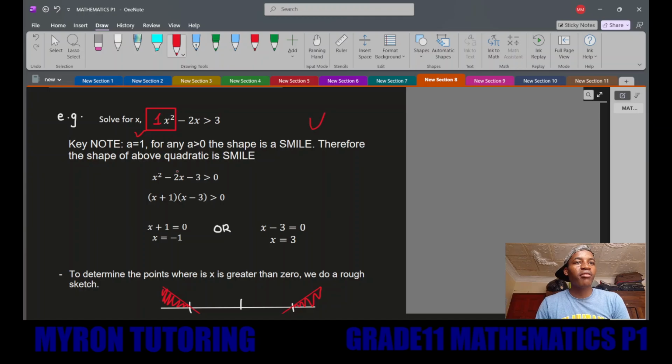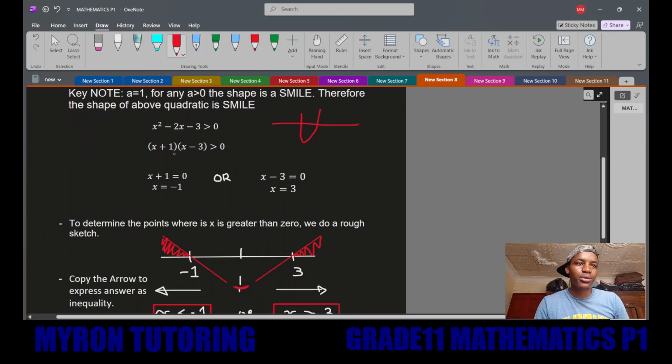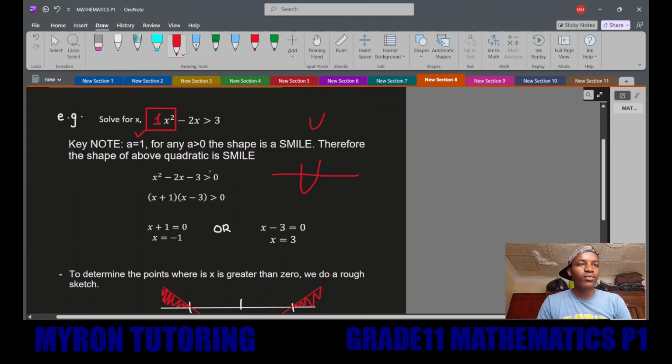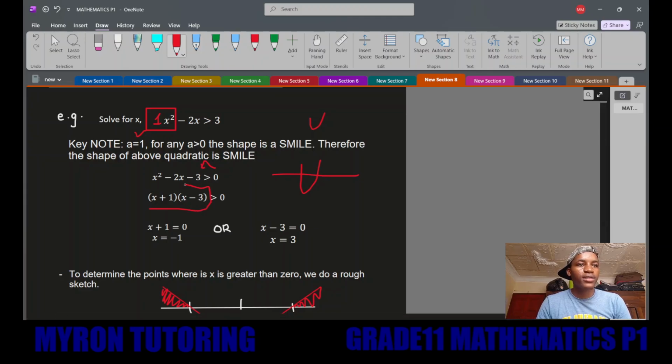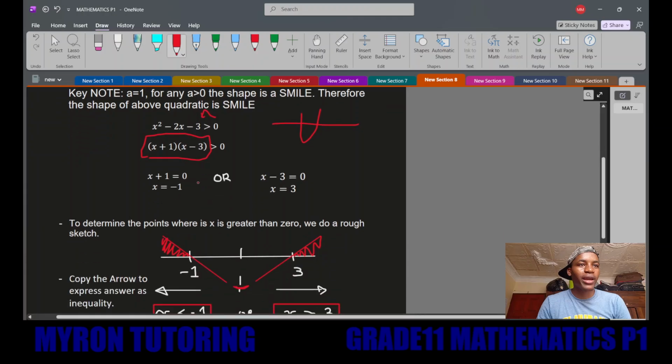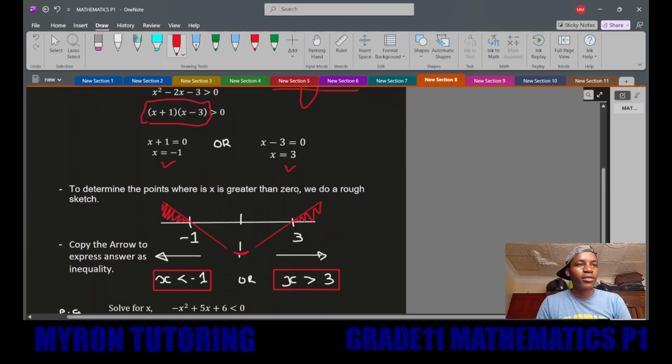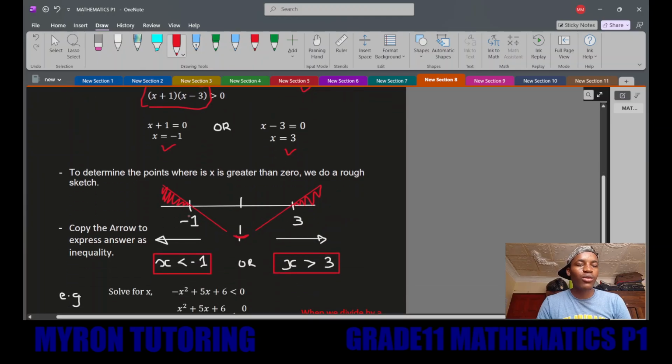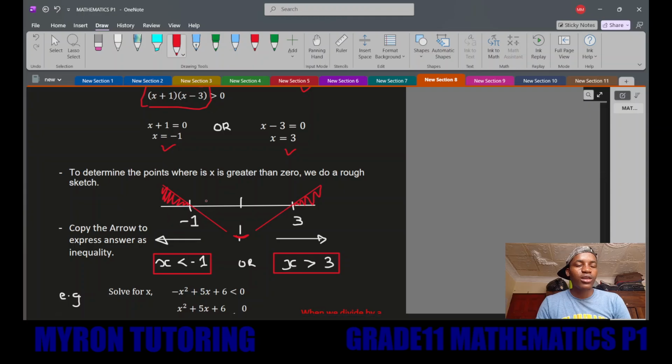Therefore, when we solve and we sketch, we know that our graph must be looking up. We already know that it's going to be like this. All we need now is the points where the graph is equal to 0. We do that by factorizing. We take 3 to the other side, factorize into 2 brackets. Then we find that x is equal to -1, x is equal to 3. We sketch that. x equals -1 is this point, then x equals 3 is this point.